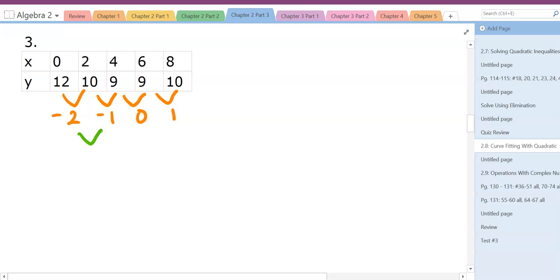Negative 2 to negative 1. Plus 1. Negative 1 to 0. And 0 to 1. So what did you guys say? Quadratic or not? This one is quadratic.